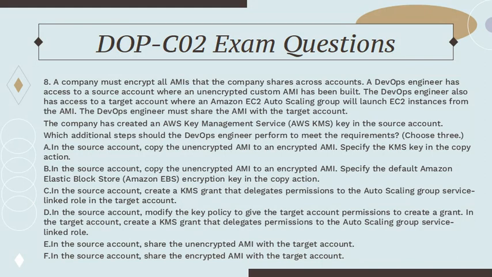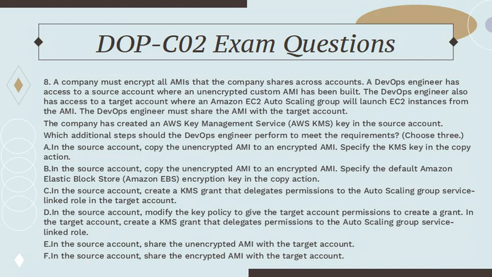Choose 3. A. In the source account, copy the unencrypted AMI to an encrypted AMI. Specify the KMS key in the copy action. B. In the source account, copy the unencrypted AMI to an encrypted AMI. Specify the default Amazon Elastic Block Store (Amazon EBS) encryption key in the copy action.